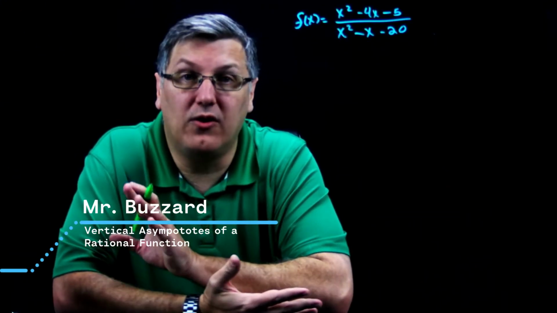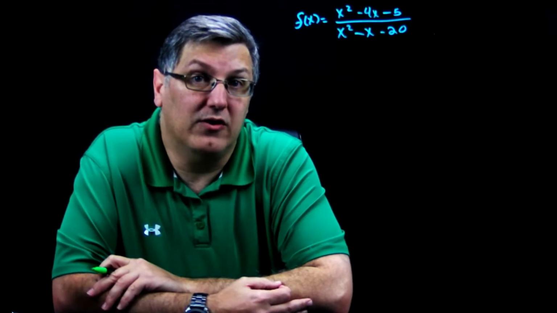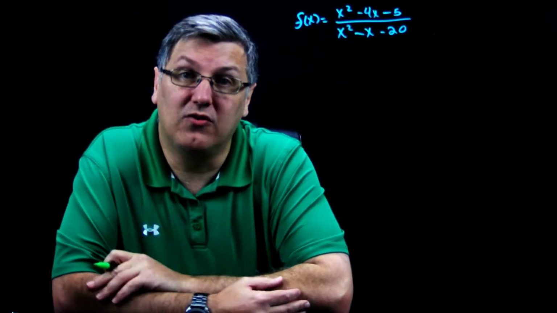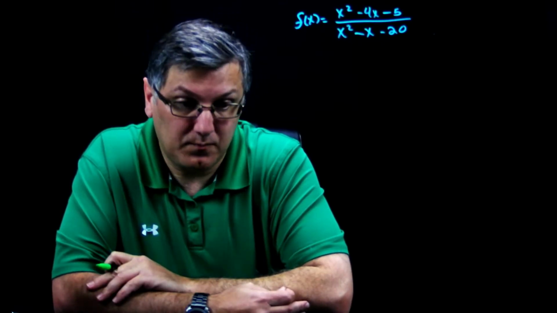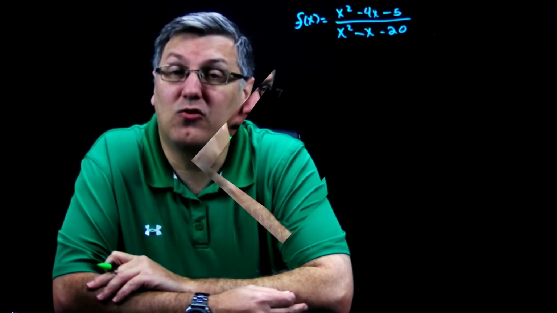So we were working on removable discontinuities, and now we're going to look at another form of discontinuity, which is called a vertical asymptote. Now, a vertical asymptote is the one asymptote you can never ever cross.